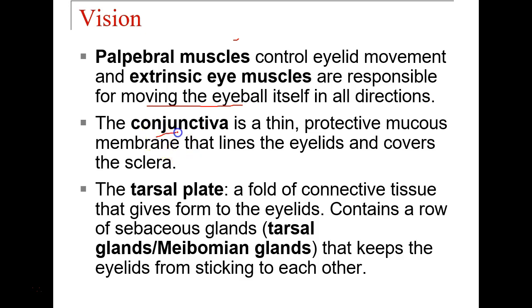Conjunctiva, again, is that thin membrane that covers the interior surface as well as part of the sclera. When conjunctiva becomes infected or irritated, this is when we get conjunctivitis, more commonly known as pink eye. Okay, the tarsal plate is a fold of connective tissue, and this gives the eyelid its form, containing rows of sebaceous glands. It keeps the eyelids from sticking to each other.